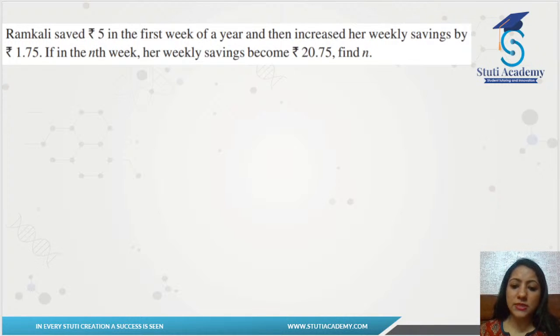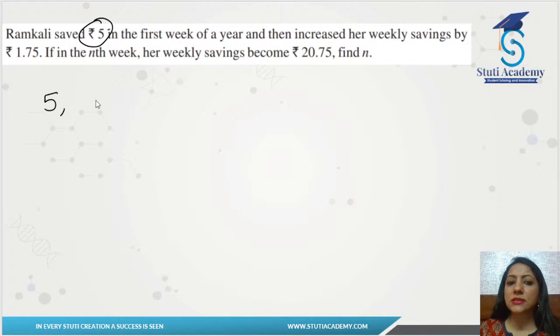Now, please notice here in this case, Ramkali saved 5 rupees in the first week. That's her weekly saving right in the beginning. And she's increasing her saving every week by 1.75. So every week we are adding a fixed amount, rupees 1.75, to the savings.